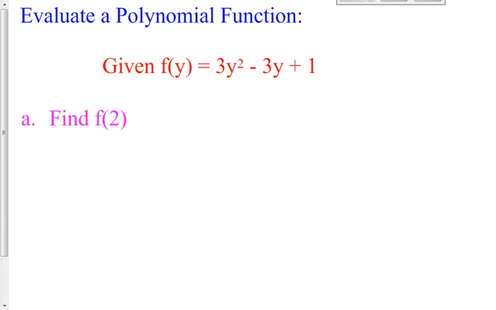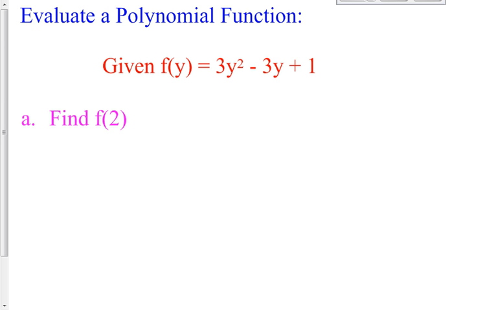In this video lesson we're going to be evaluating polynomials. What that means is we're going to be substituting in values. They could be numbers, they could be variables, but we're going to substitute them into a function, and after we evaluate it we're going to see what's coming out on the other end.